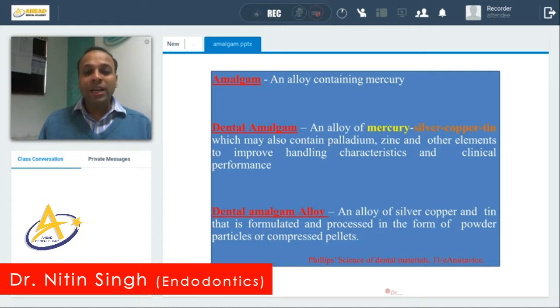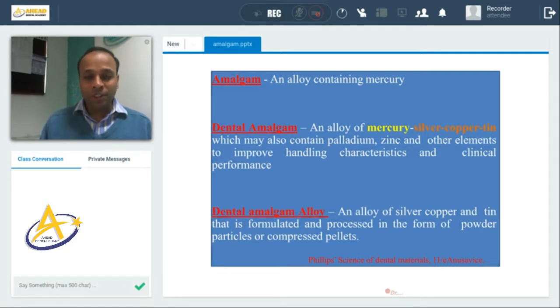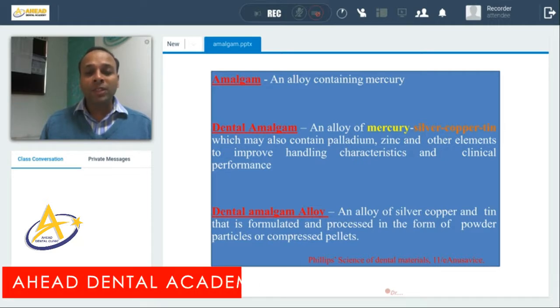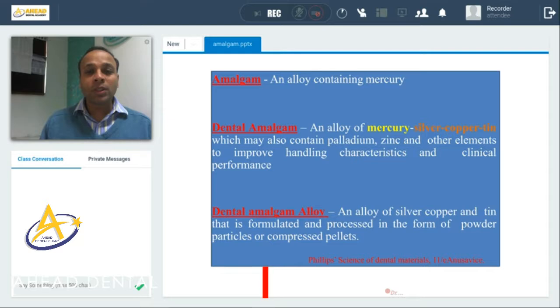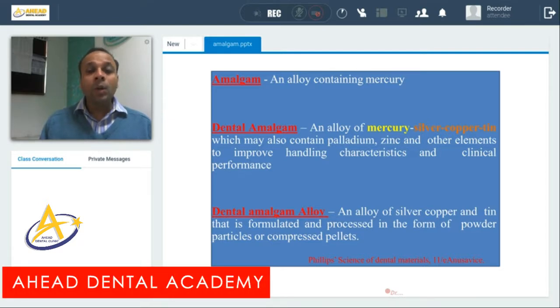Today I will be discussing a very important topic by name dental amalgam. This is an important topic from BDS first year and final year examination point of view. Many of the time you get short notes on this topic. Now, in this topic, let's first discuss about the various terminologies.